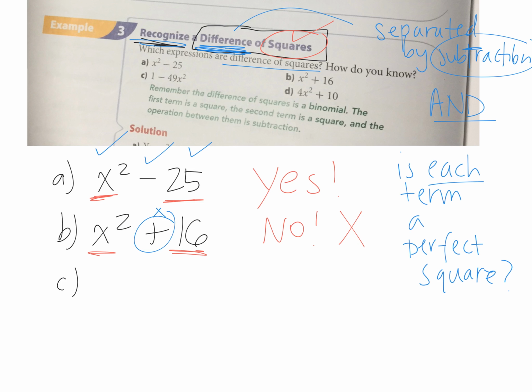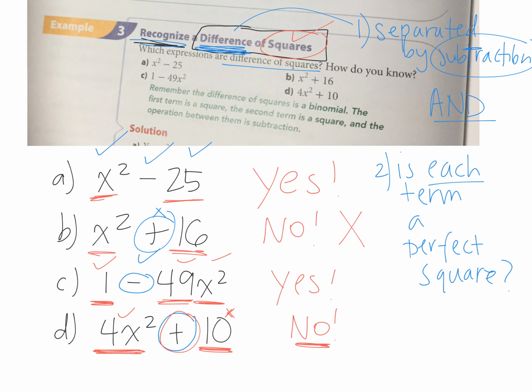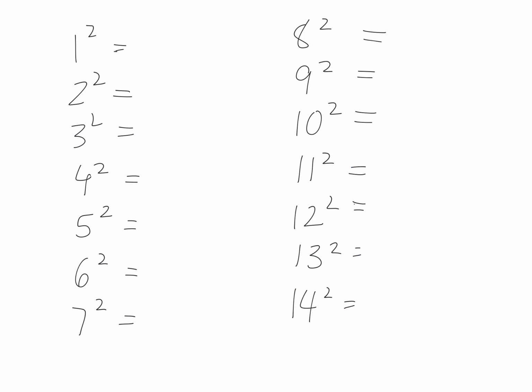What about C? 1 minus 49x squared. Checklist, number 1. Is it separated by subtraction? Is each term a perfect square? Is 1 a perfect square? What's the square root of 1? 1 times 1. So yes. Oh, it wasn't. Okay, it's separated by addition, so it cannot be a difference of squares. What do we do now?